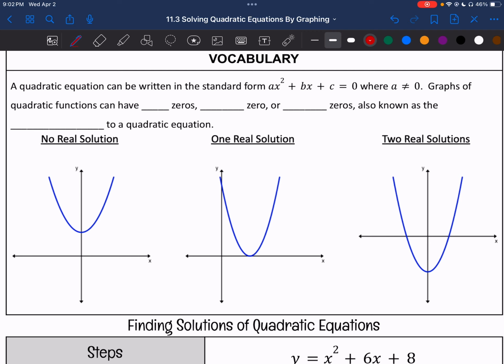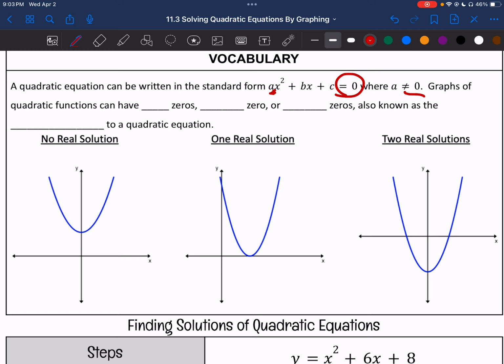A quadratic equation can be written in standard form as ax squared plus bx plus c is equal to 0. That is a key there. It needs to be equal to 0, where a is not equal to 0. Our a value cannot equal 0 because if it did, our squared term would go away, and then we would just have a linear equation, not a quadratic.